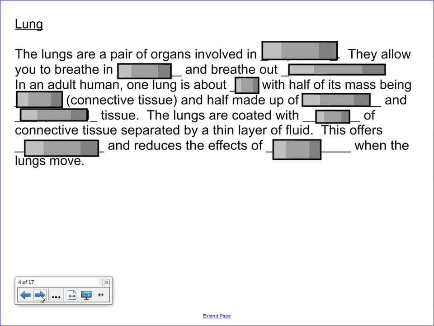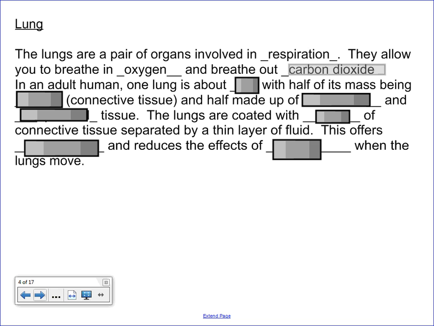The next organ that we'll talk about is the lungs. The lungs are a pair of organs involved in respiration. They allow you to breathe in the oxygen that your cells need and to get rid of the carbon dioxide that is produced as a waste product.